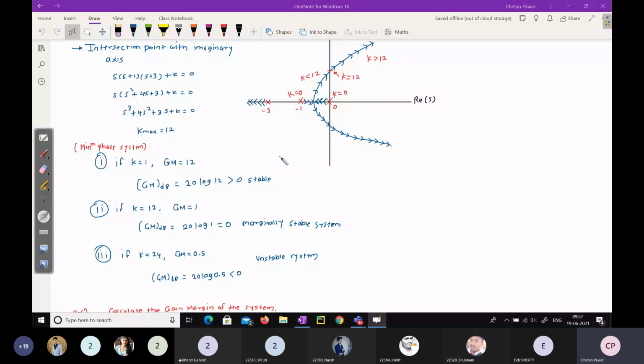Now, if k is equal to 12, what will be the gain margin? The gain margin will be equal to 1, because we need to multiply k by 1 so that the system becomes marginally stable, as the current value of k is 12 now. If you multiply it by 1, k will remain 12. That is our boundary. This is the marginal value only. That's why the gain margin is 1. And if you calculate that in dB, that will be 20 log of 1, which is 0. So at this point, the system will be marginally stable when the gain margin is 0 dB.